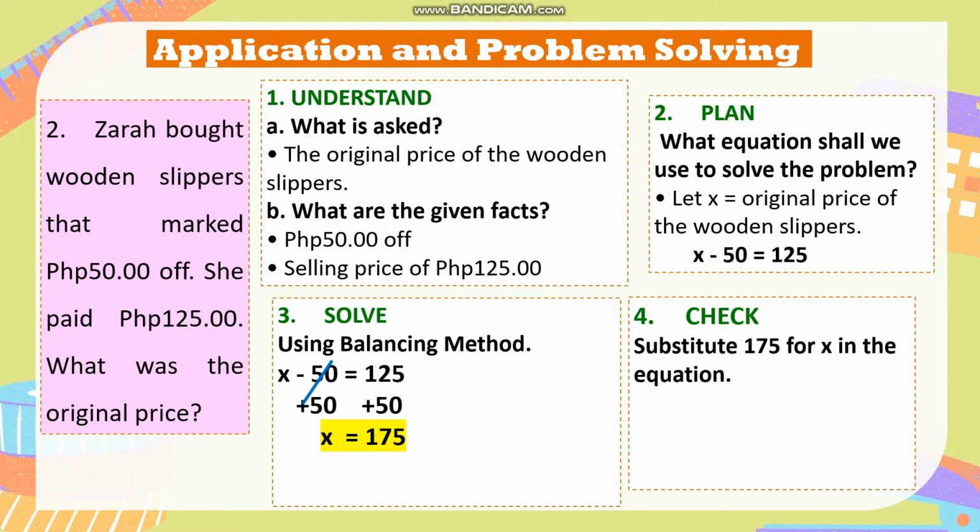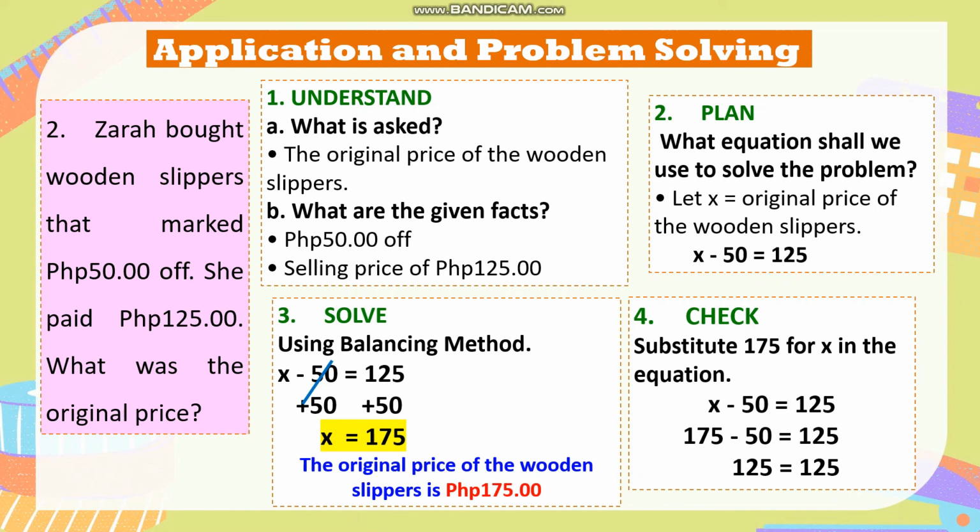Number 4, check. Substitute 175 for x in the equation. X minus 50 is equal to 125. Palitan ang x ng 175. 175 minus 50 is equal to 125. Therefore, 125 is equal to 125. Meaning, x is equal to 175 is correct. Therefore, the original price of the wooden slippers is 175 pesos.